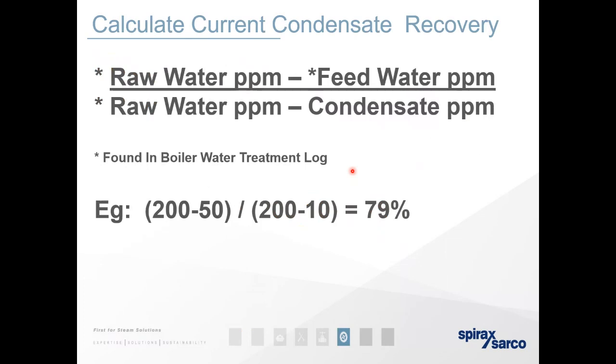So we can calculate the current condensate recovery. If you take your raw water parts per million minus your feed water parts per million, divide that by raw water parts per million minus condensate parts per million. So the formula there will give you a particular figure. In this case, we've used 200 minus 50 divided by 200 minus 10, which gives you a 79% return.